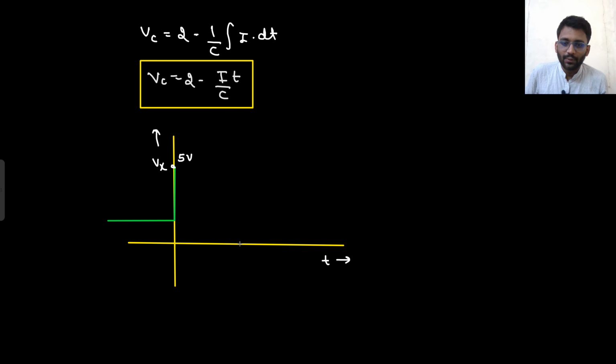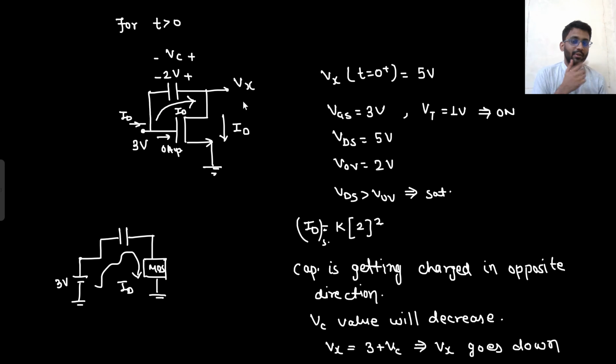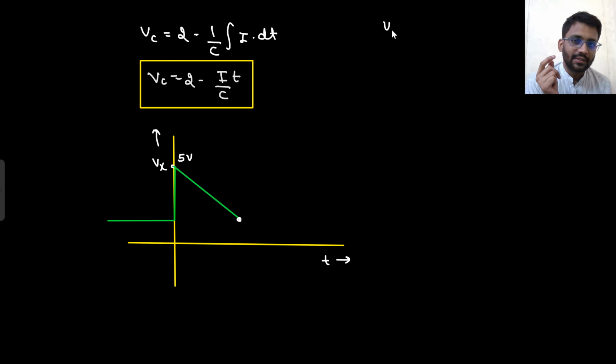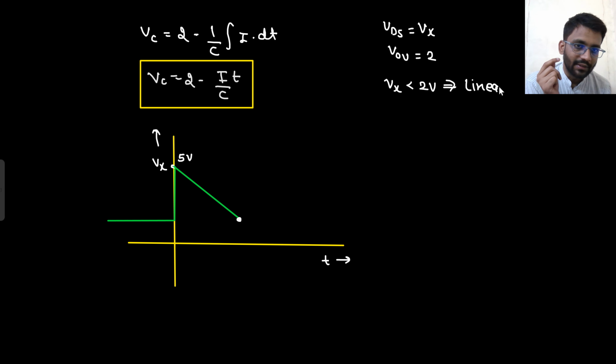So it will linearly rise, but till what point will it linearly decay? Because what is VDS? VDS is equal to Vx. And what is V overdrive? V overdrive is 2 volt. When Vx is less than 2 volt, you will get into the linear region. And in the linear region, this will act as a resistance. And this will be the gap.